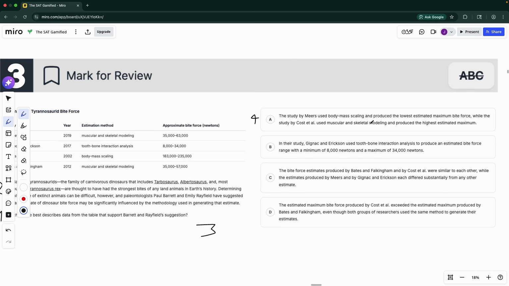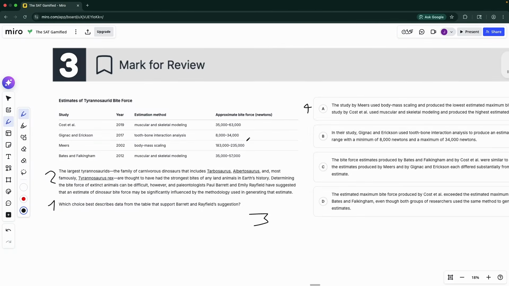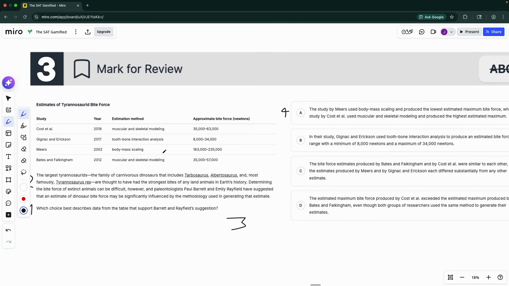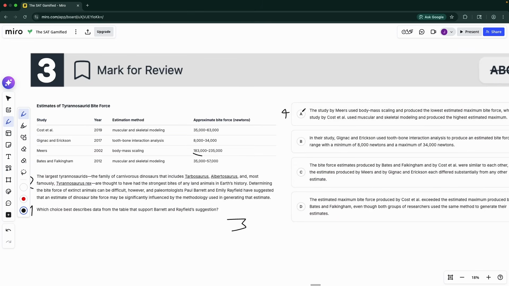Okay, that can work because that says that it has the lowest, created one thing, and the highest made another thing. So let me just check to make sure that is actually correct. So Mears used body mass scaling and had the lowest. Oh, okay, it was not the lowest. It was actually probably one of the highest. So that's just not supported by the graph or table, so we can't go for that. But it would have been great if it was.